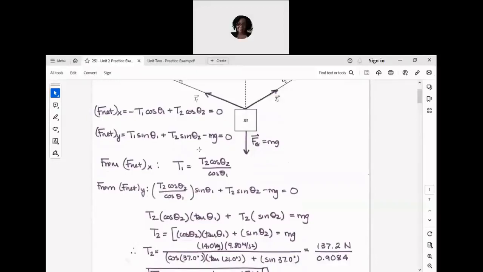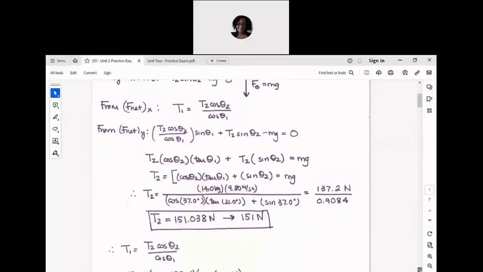I chose to write an expression for T1 just out of F net x, so I can plug in the ratio T2 cosine theta 2 over cosine theta 1 when I go back to the net force expression for the y direction. So here's T1 sine theta 1 plus T2 sine theta 2 minus mg. Now T2 is my only unknown. I can just isolate T2 algebraically, and what we end up with is something that will round to 151 newtons when you apply the correct number of sig figs.